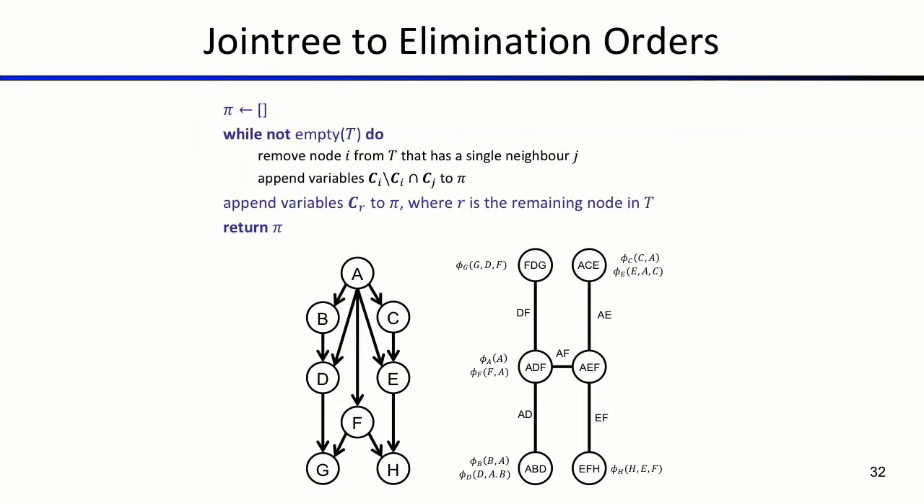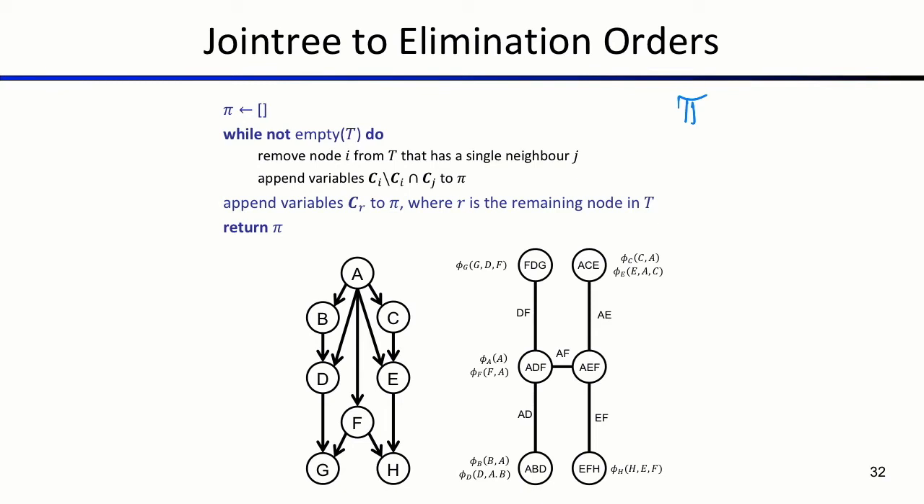Okay, so let's take a look at one first algorithm. This algorithm will convert a join tree into an elimination order. Later on, you're going to see the opposite algorithm that transforms an elimination order into a join tree. So this algorithm has the following steps. First, we start with an empty elimination order pi.